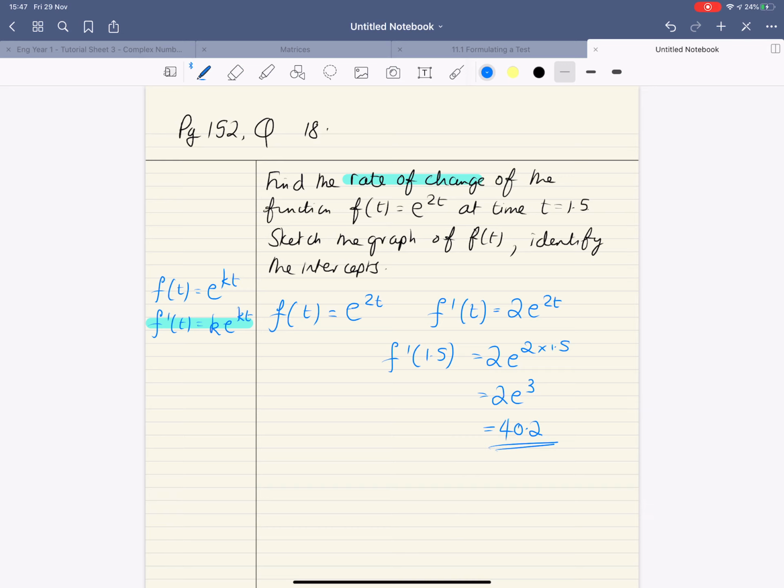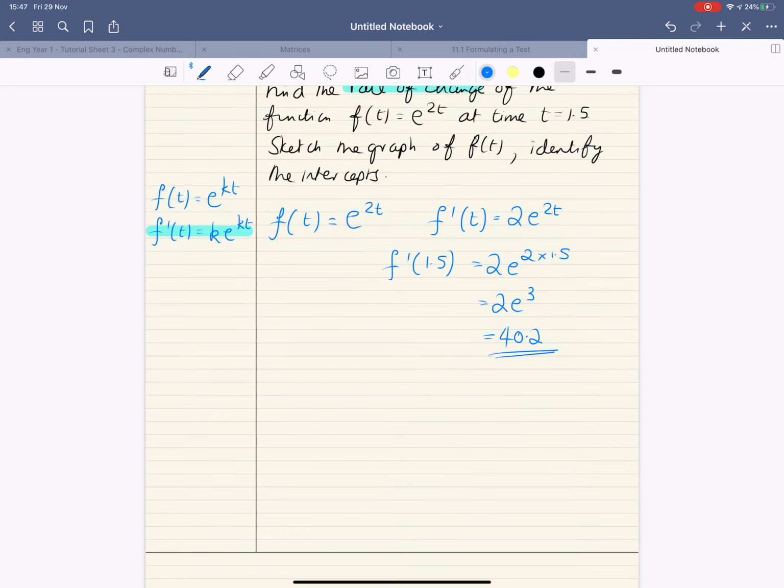And then sketch the graph. e to any power always looks like this. The only axis it crosses is the y-axis, because it never goes below the x-axis. And whatever the value, even though it's e to the 2t, e to the 0 is always 1. So knowing that that's always 1 is an important thing to remember.